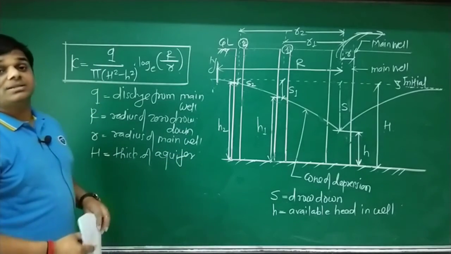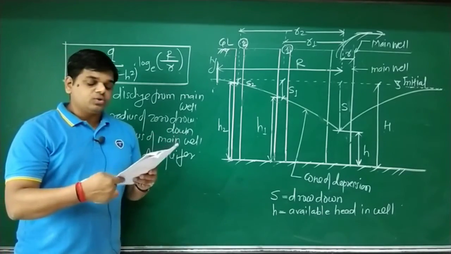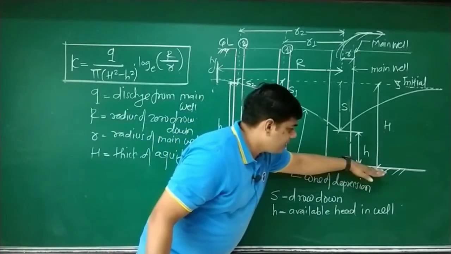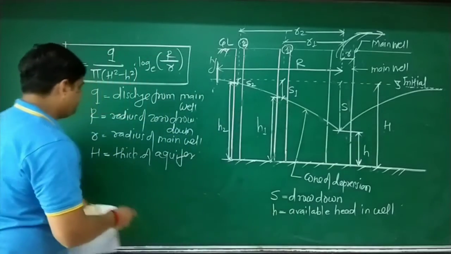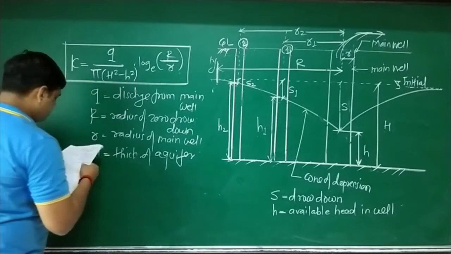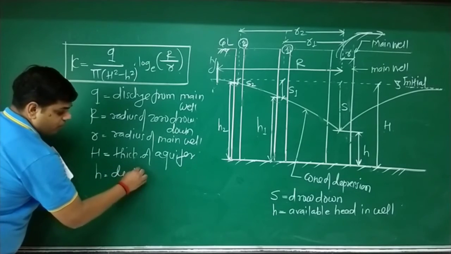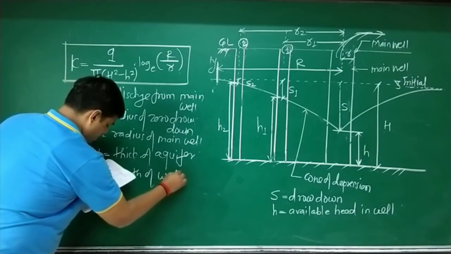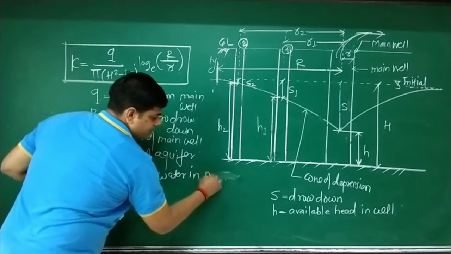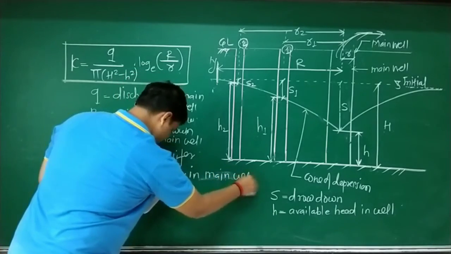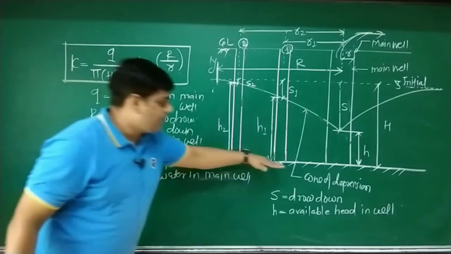आता हे कुठून मेजर करतात? Measure from impermeable layer to initial water level. इथे डायग्राम मध्ये बघा, it is measured from impermeable level up to initial water level. Okay, now next is small h. It is the depth of water in main well. Depth of water in main well, measured above impermeable layer. It is also measured above impermeable layer.